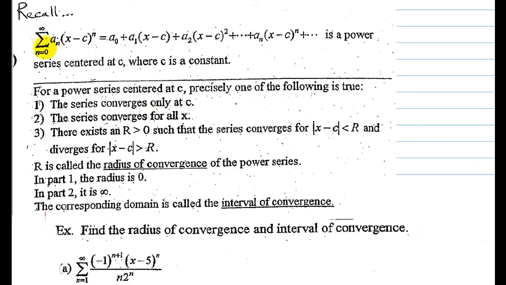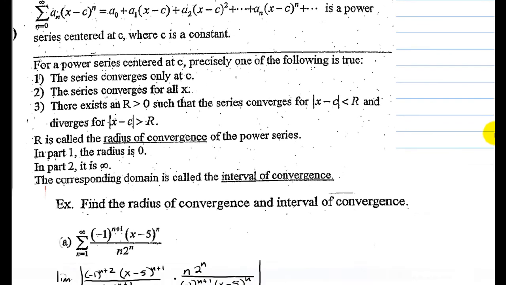Recall that this is a power series centered at c, where c is a constant. For a power series centered at c, precisely one of the following is true. The series converges only at c. The series converges for all x. Or there exists r greater than 0 such that the series converges for the absolute value of x minus c less than r, and diverges if it's greater than r. r is called the radius of convergence of the power series. In part 1, the radius is 0, and in part 2, it is infinity. The corresponding domain is called the interval of convergence, and we'll look at examples of this.